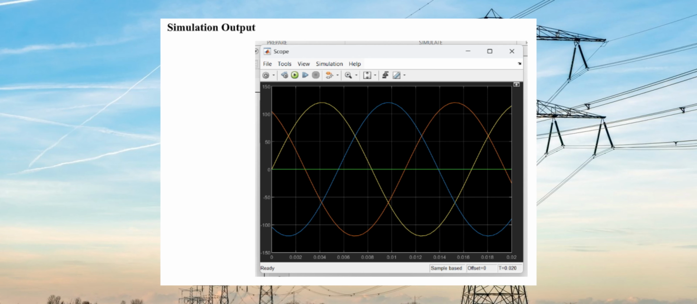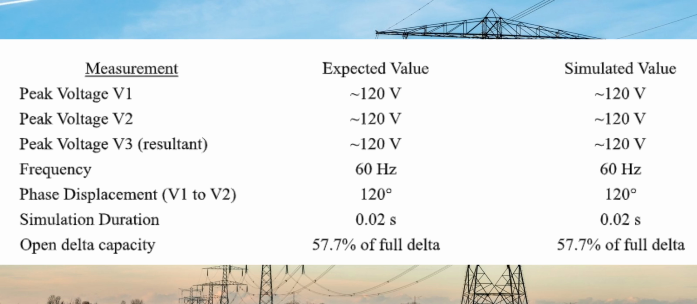From the simulation results, we observed that the transformer was still able to produce a balanced three-phase output even though only two single-phase transformers were used instead of three. However, we also learned that the open delta connection has lower power capacity compared to the closed delta connection, making it more suitable for temporary operation or for supplying smaller three-phase loads.